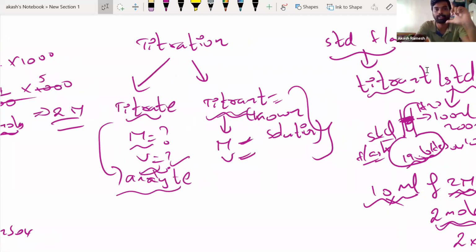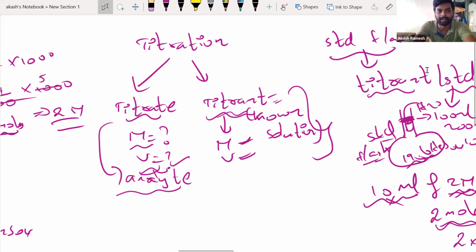Say I have a solution. I know it is say NaOH or say it is HCl solution with me. I know what is there in the test tube, but I don't know how much is there. I don't know the concentration. I don't know the molarity. So titration is a process by which I'll be able to find this unknown molarity of the solution. In titration, there are going to be two components.